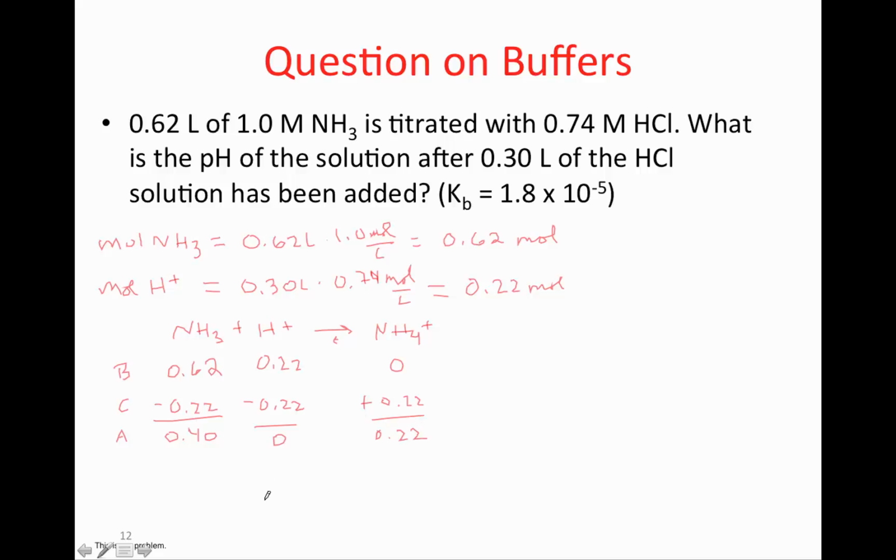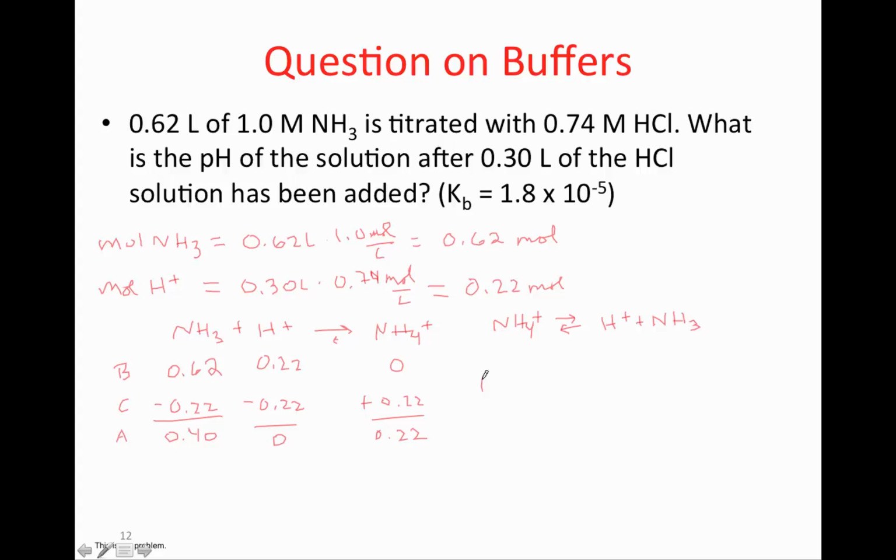So how do we solve this problem? Well, there are two ways to solve it. We could use the Henderson-Hasselbalch equation, or we could just set up an ICE table. Let's start with the Henderson-Hasselbalch equation. What we're really saying is that we have ammonium, acting as a weak acid, dissociating to form H+ plus NH3. The Henderson-Hasselbalch equation was formulated based on a weak acid.